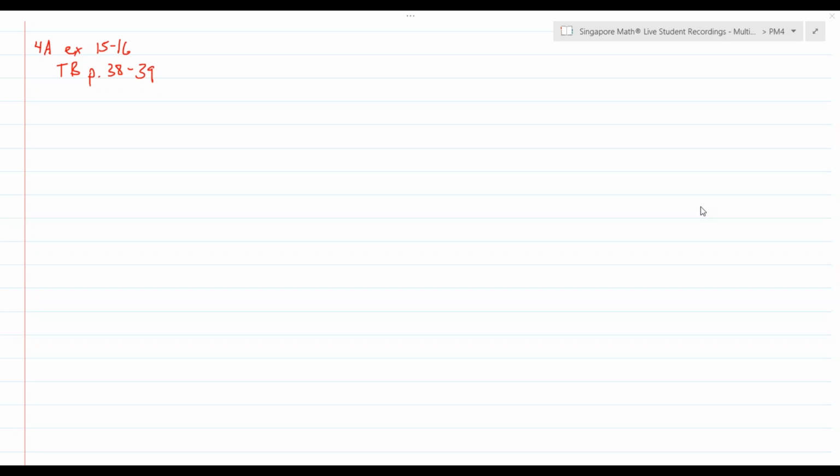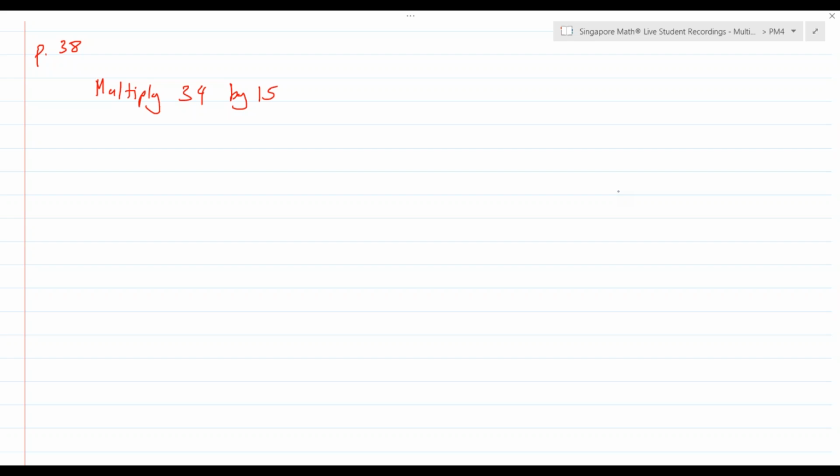Today we're going to talk about Workbook 4A, Exercise 15 and 16. This is in the textbook, pages 38 and 39. When you're finished today, you'll do Exercise 15 and 16, and that will be the end of all the multiplication and division. So we've been working and working, adding skills, and today's the last day that we'll work on more skills for multiplying and dividing. Actually, multiplication is all today.